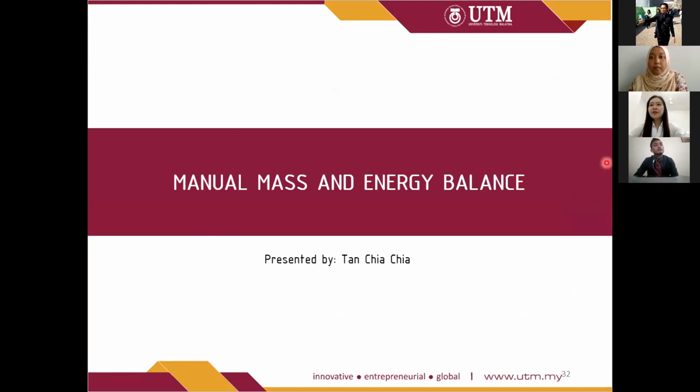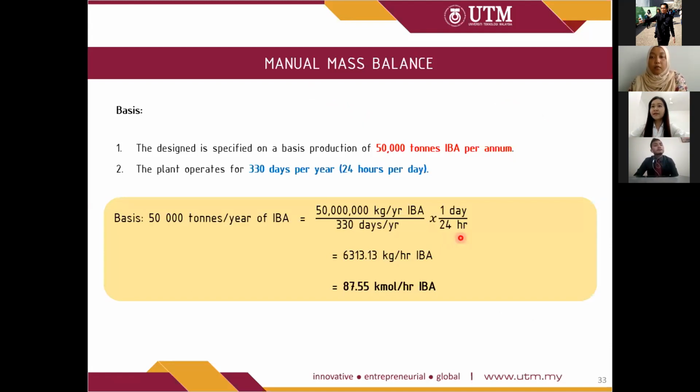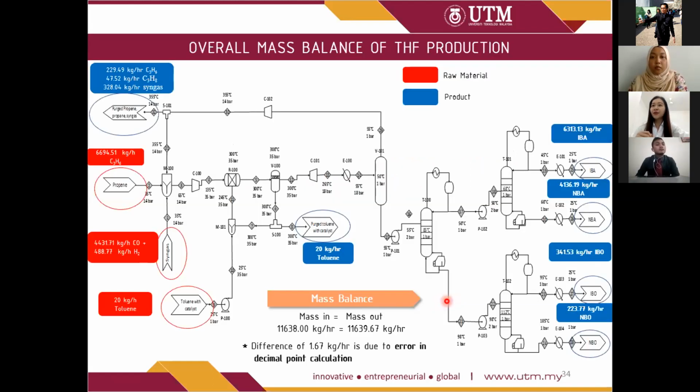So, good afternoon all, I'm Chacha, and now I will proceed to our manual mass and energy balance. Our basis for the mass balance is 50,000 tons of isobutyraldehyde per year, and we assume that the plant will be operated for 330 days and 24 hours per day. Therefore, we get the value of 87.55 kilomole per hour of isobutyraldehyde.